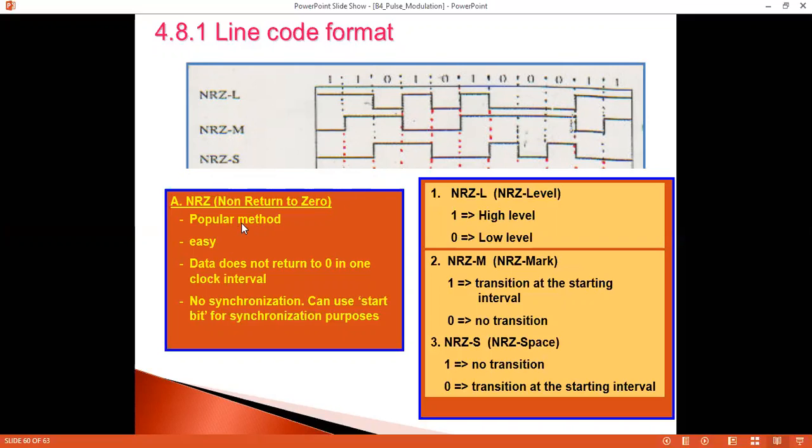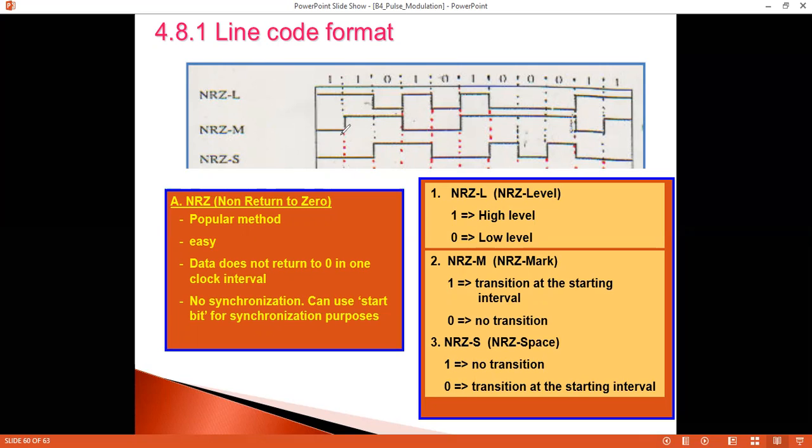Okay, for NRZ-L, this is the most popular method. Basically bit 1 is 1, bit 0 is 0, and so on. The data does not return to 0 within one clock interval. There's no synchronization, but normally you can use a start bit if you want to distinguish certain fields within the frame.